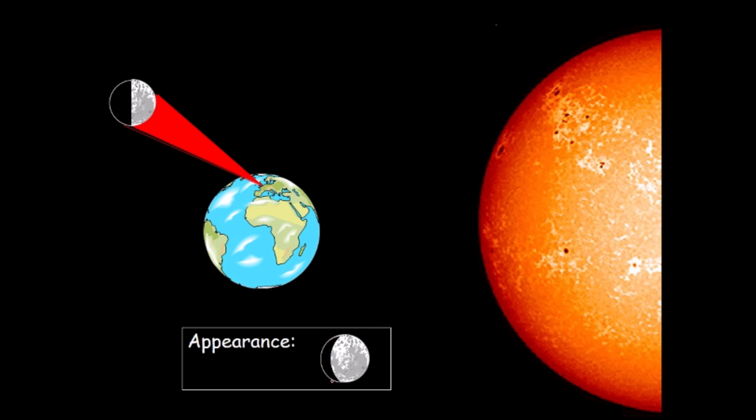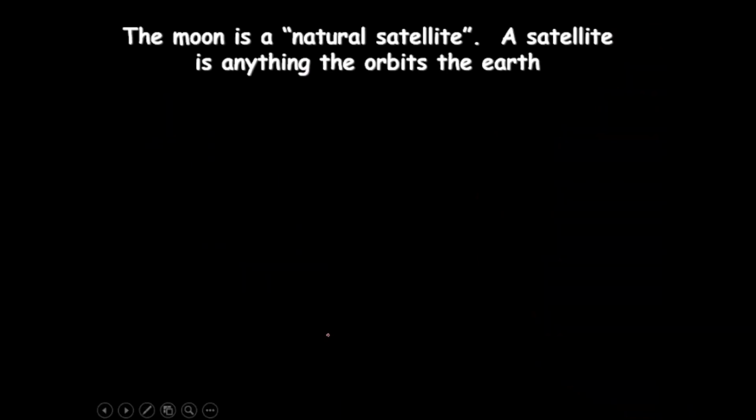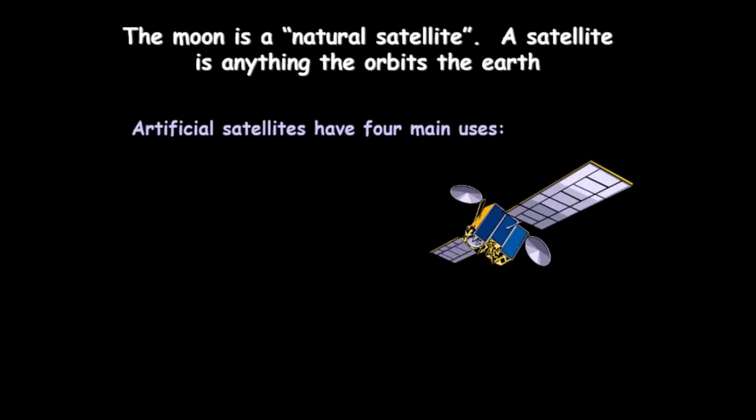But do you see that? There's a special name for that. So the moon is a natural satellite. A satellite is anything that orbits the Earth, really.